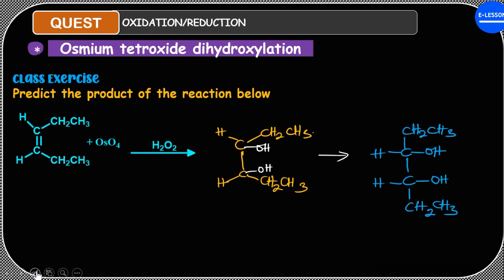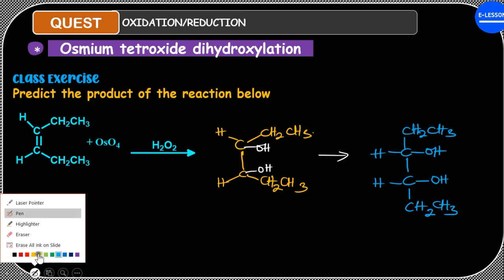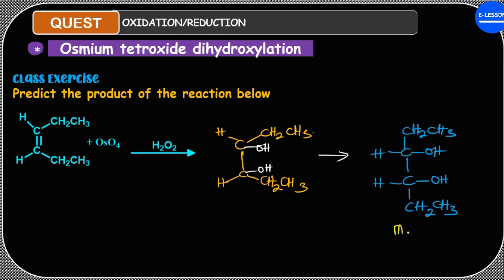Now, what kind of compound is this? This is a meso compound. Can you still remember meso compounds when we talked about stereochemistry in year 2? Now, what are meso compounds? Sorry, they are mirror images of each other, but they are superimposable.